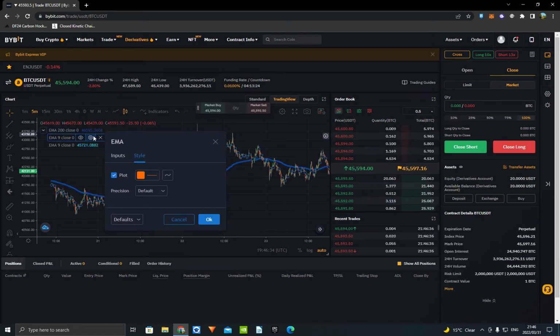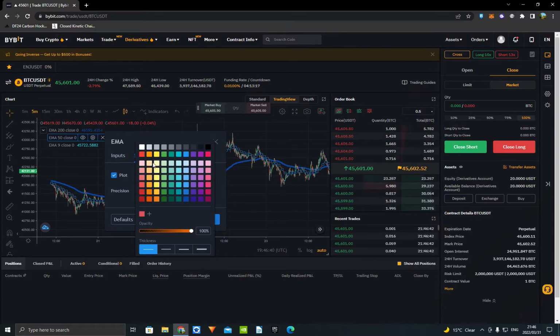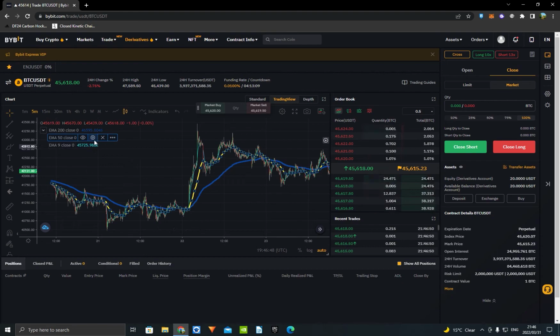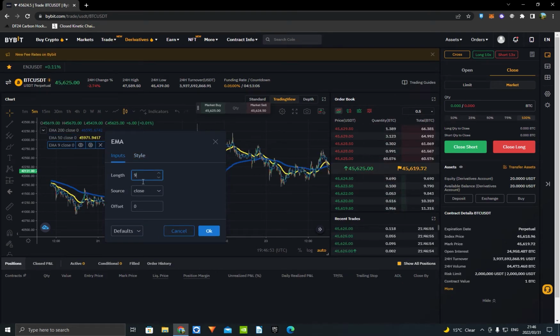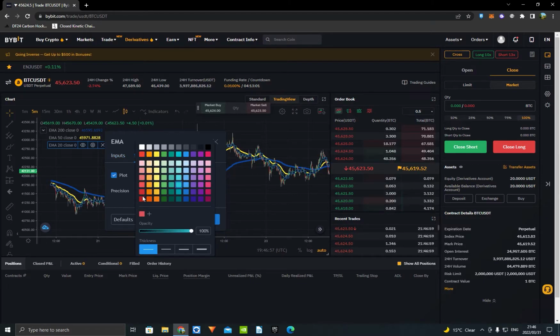Go to the second one. Go to the inputs. Make that one 50. Go to the style and make this yellow. Make the line this one right here and press OK. Then go to the third one, press settings, go to inputs, make this one 20, go to the style, make it red and make it the thinnest line there is, make the opacity 100 and just press OK.